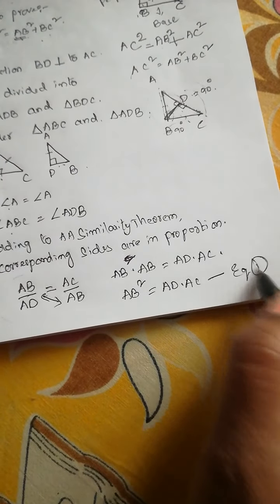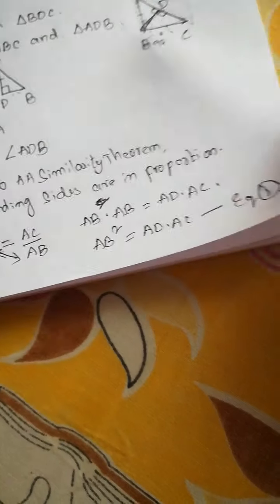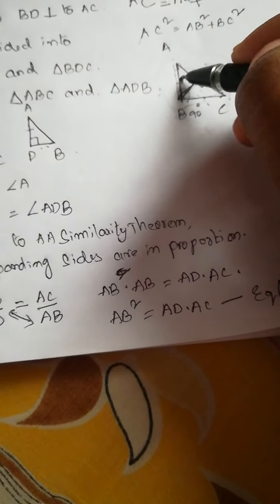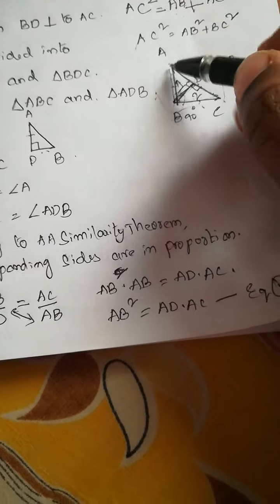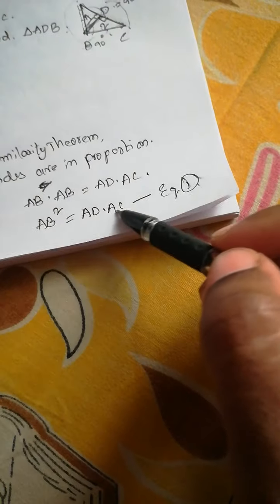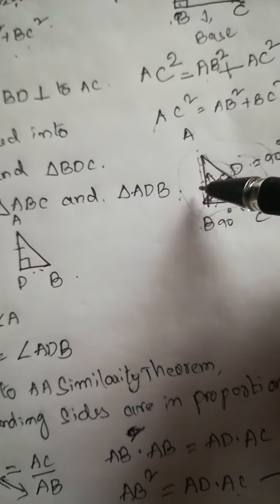This is equation 1. See, from triangle 1, we calculated the value of AB square, and it is nothing but AD and AC. Now, take the second triangle, BDC. Consider triangle BDC and the main triangle ABC. Now we have to consider the triangle ABC and triangle BDC.